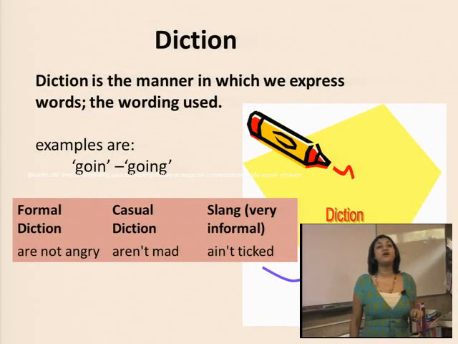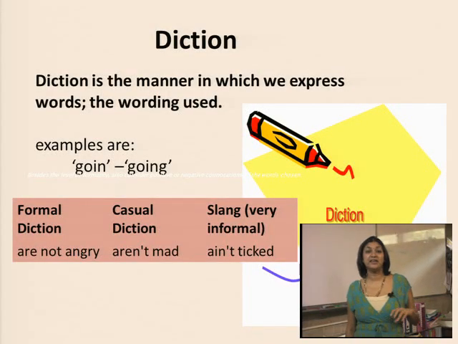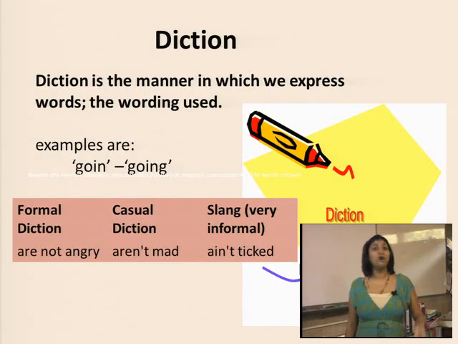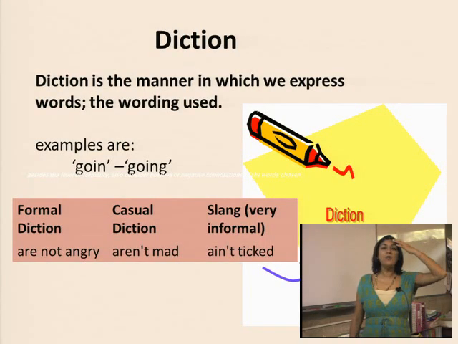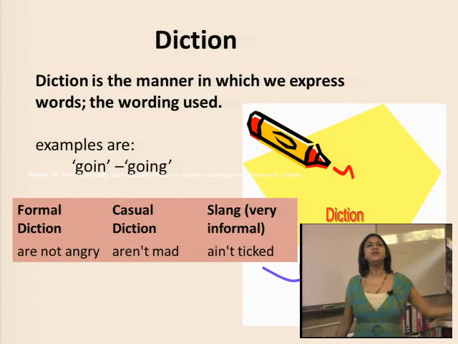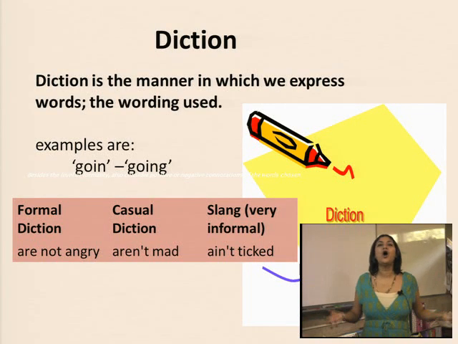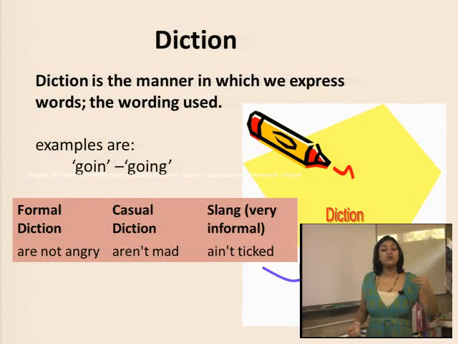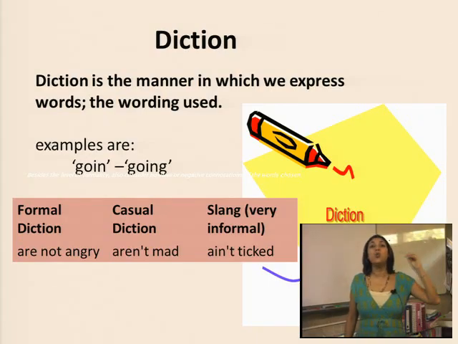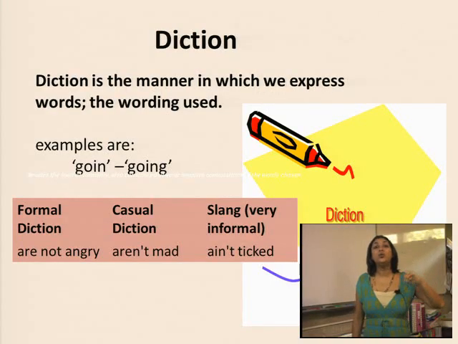Now, how many of you have heard this term before? Diction. Yes, you're quite right. It sounds like dictionary. You are almost on the spot. Now, think about dictionary. What is a dictionary? Yes, it is a book of words. So when we're talking about diction, we are talking about words, the way in which words are used.